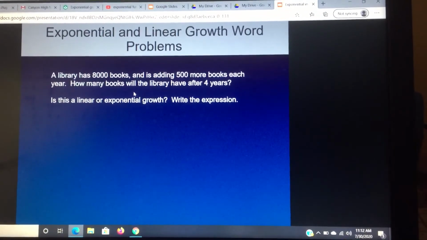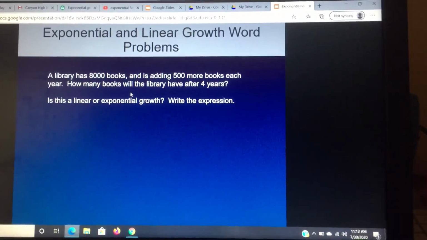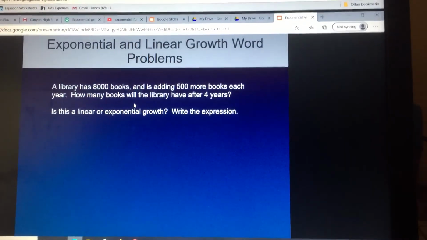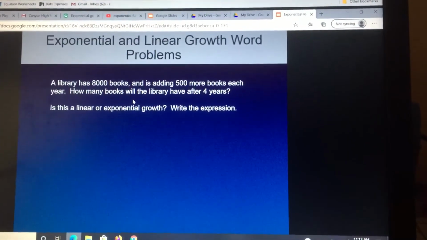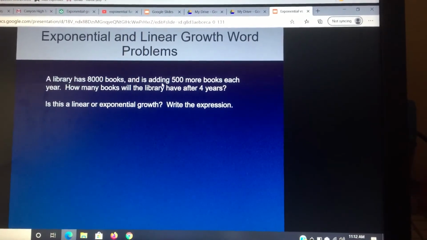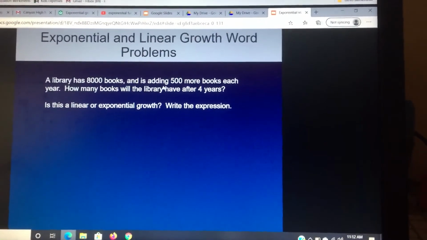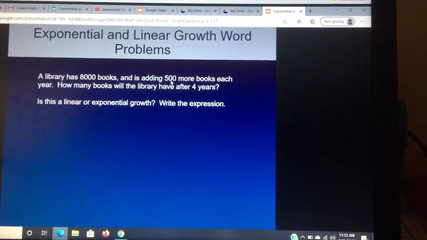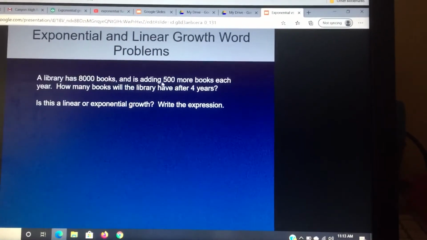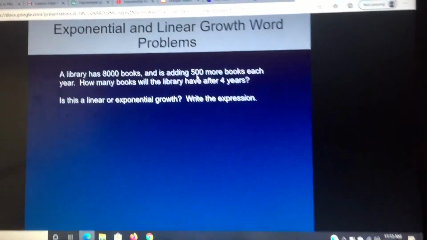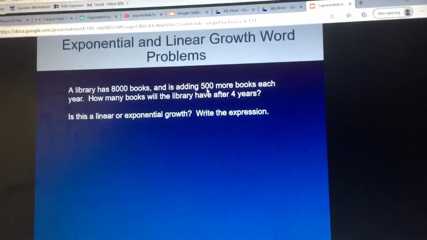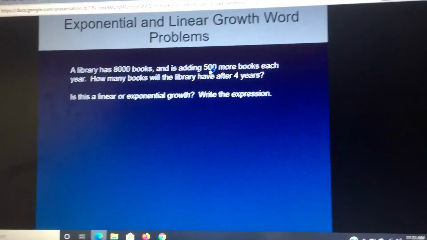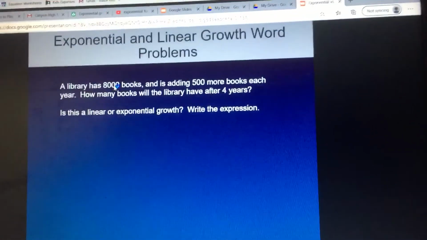Well, let's see here. How do we know if it's linear or exponential? Well, linear is if something's added to it at a constant amount. And actually, if you look at this, it has a word right here that says adding. That's going to be a huge key. You're going to know it's linear, and it's adding 500 more books. So that's your m. That's your constant rate of growth. Okay, and what's your initial value? 8,000.